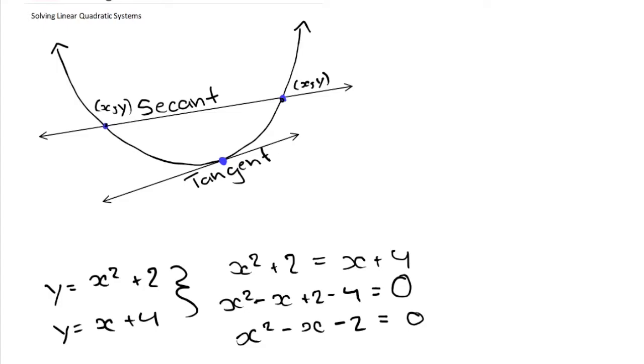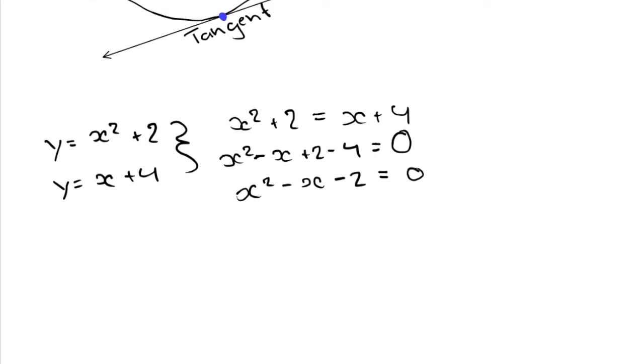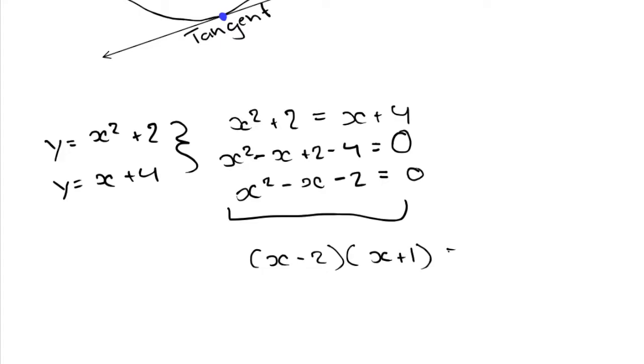Now that I have a general quadratic equation, I'm going to solve for the x values so I can find both the x coordinates where the line intersects the parabola. I'm going to solve it by factoring. Right off the bat, I can easily tell that this can be factored into x minus 2 and x plus 1.